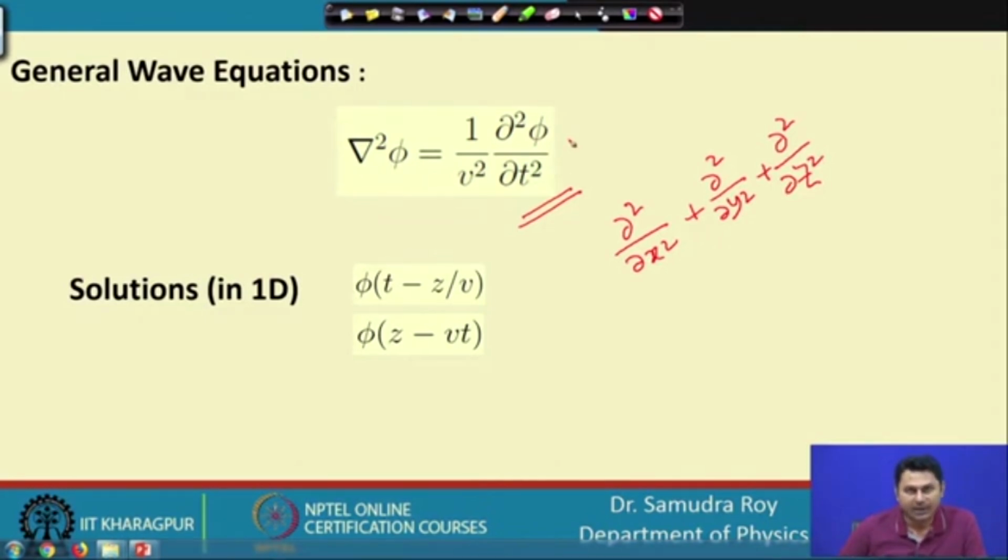And if we have this kind of expression in our hand, then we call phi a wave. Why is phi a wave? If I make this equation one dimensional, that means if I remove this term and this term, then this particular equation, whatever is written here, this general wave equation, will have a form like this.